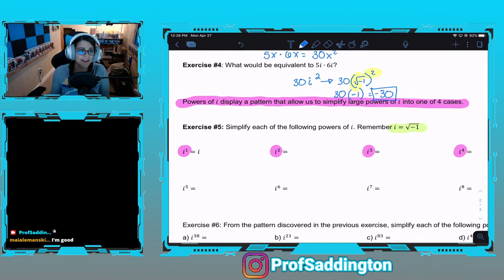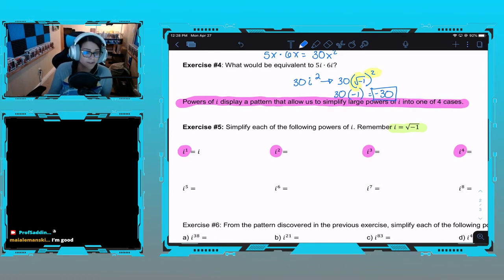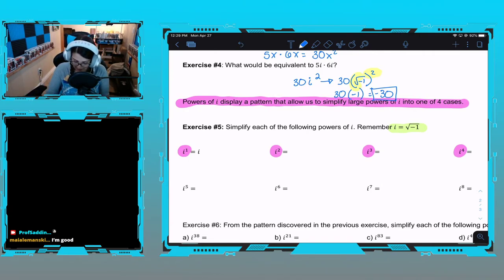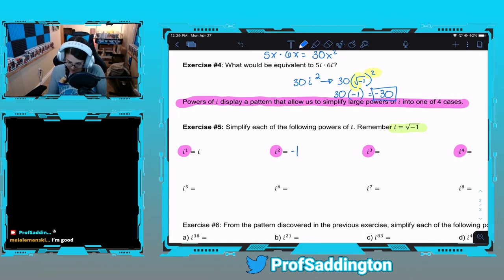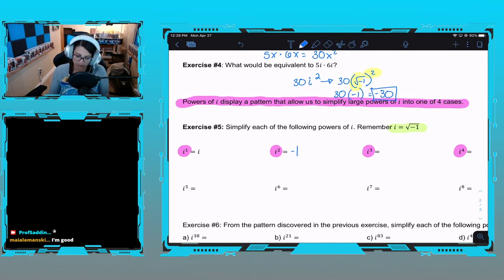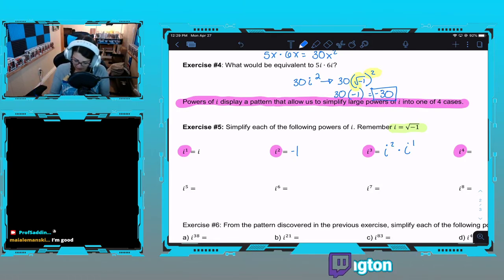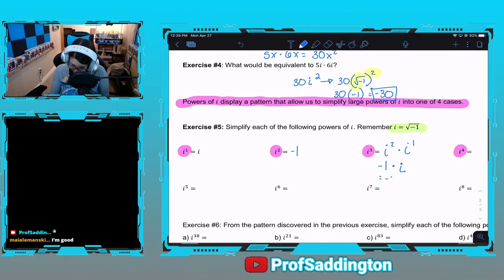So i to the first power, anything to the first power is just itself, so it's i. i squared, as we saw above, is negative 1. So what's i cubed equal to? i cubed is going to be equal to i squared times i to the first, right? Because when you have the same base and you're multiplying, you add your exponents. So we know i squared is equal to negative 1. And i to the first is just i. So therefore, it equals negative i. So i cubed equals negative i.